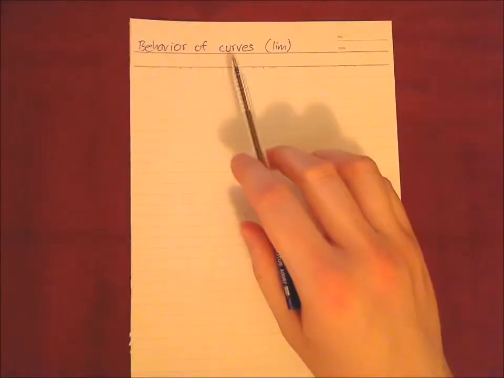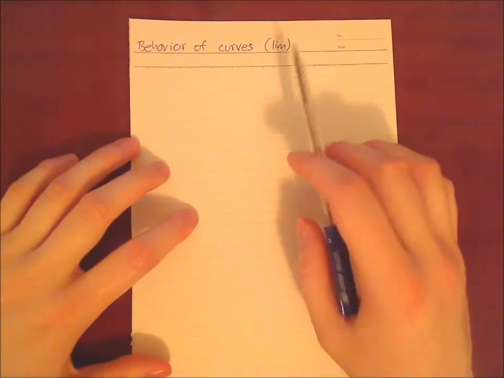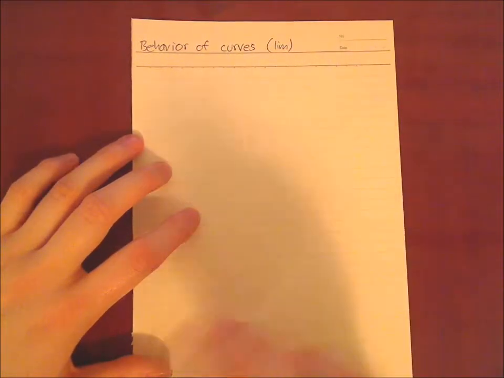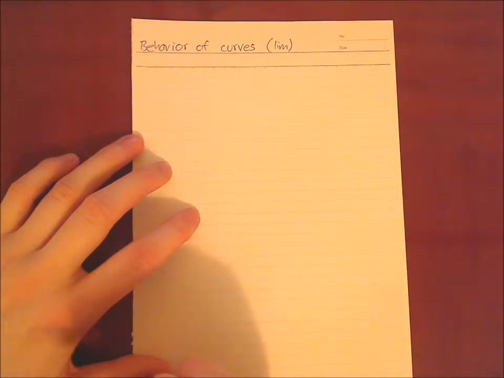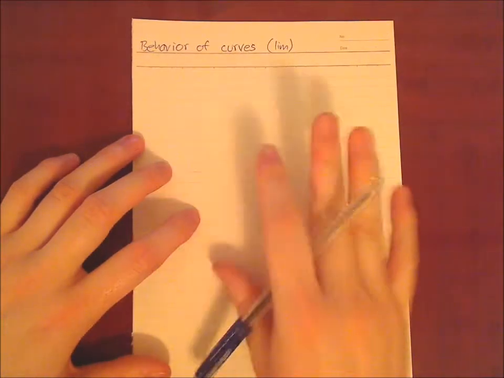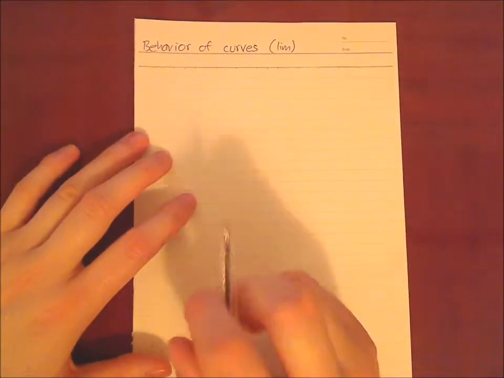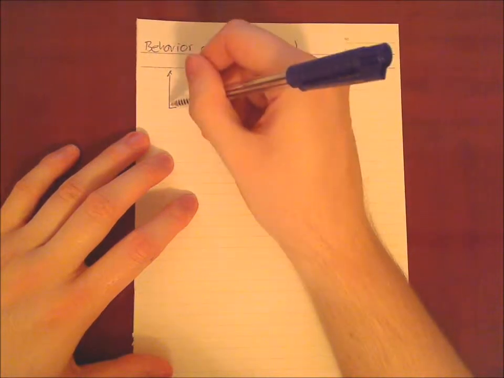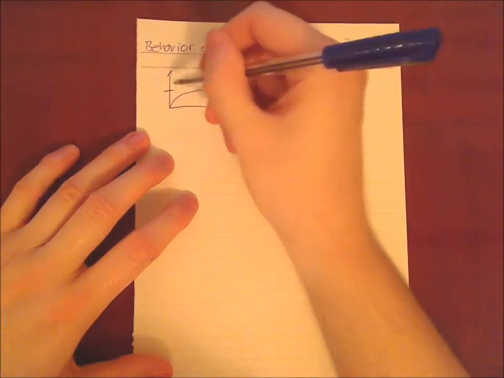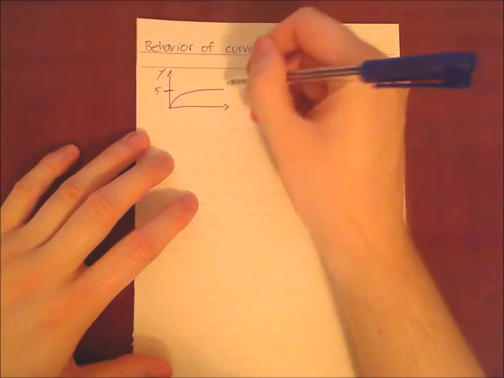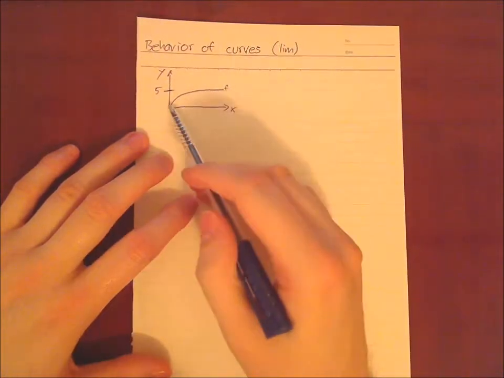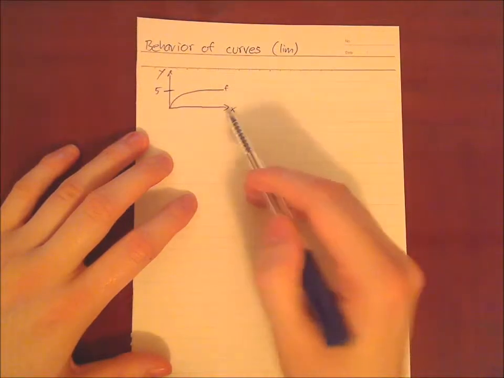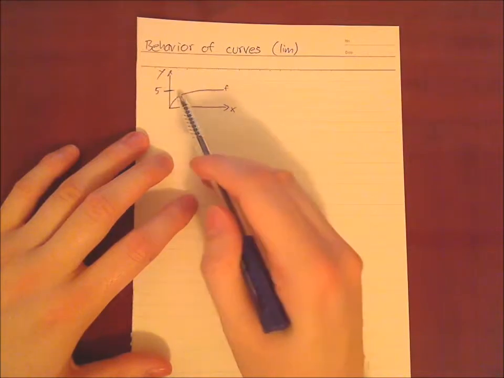How about the behavior of curves, or the limit? For this type of exercise, you need to have some experience with how curves look. This is also a part which belongs to curve sketching. For example, if you have a function like this, and you see it's approaching 5, this is the function, this is the x-axis, then what does the function do? When we go with x towards infinity, we see it approaches 5.